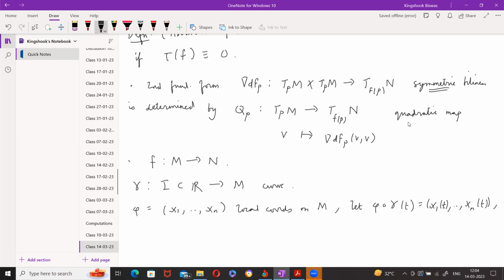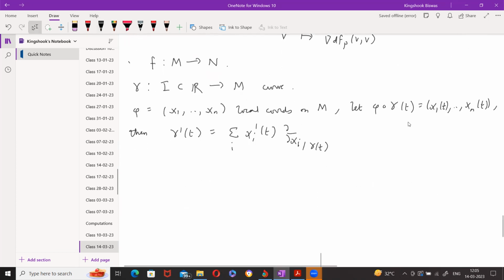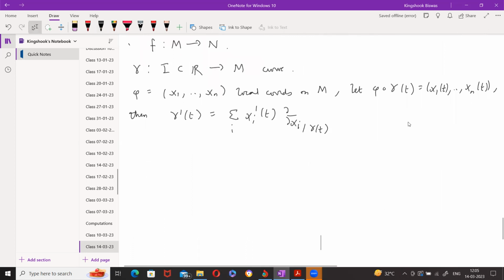Okay, so then as we've seen before, gamma prime of t, I can write as the sum over i of xi prime of t, del del xi, at gamma of t. Yes?